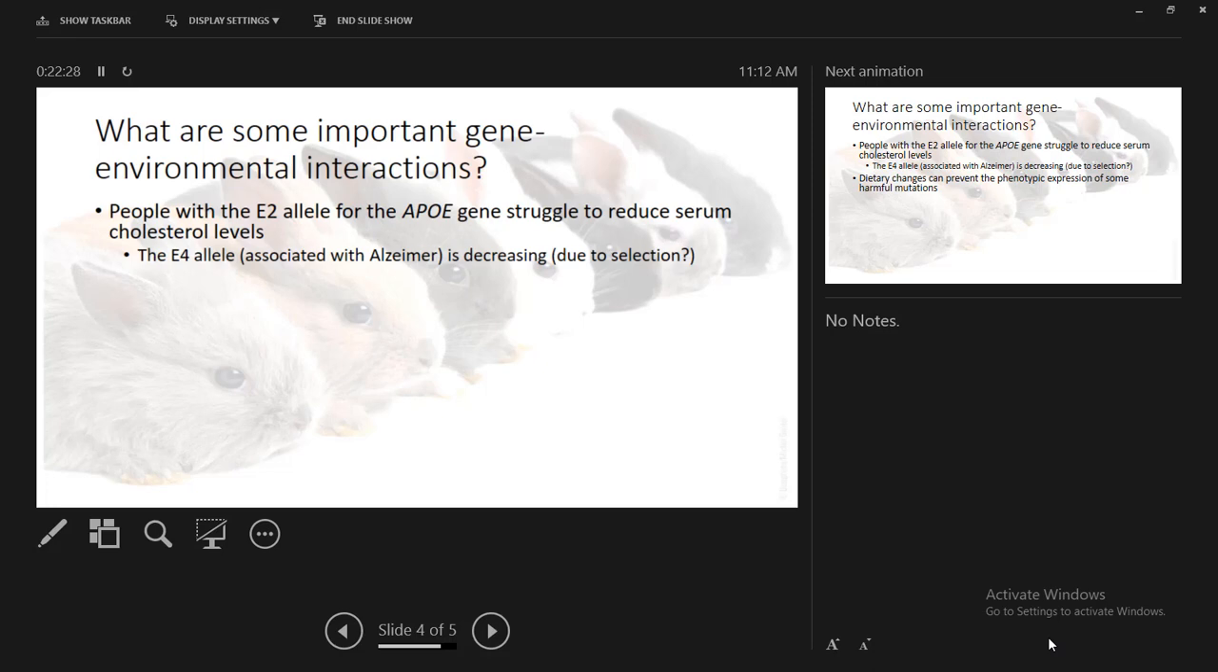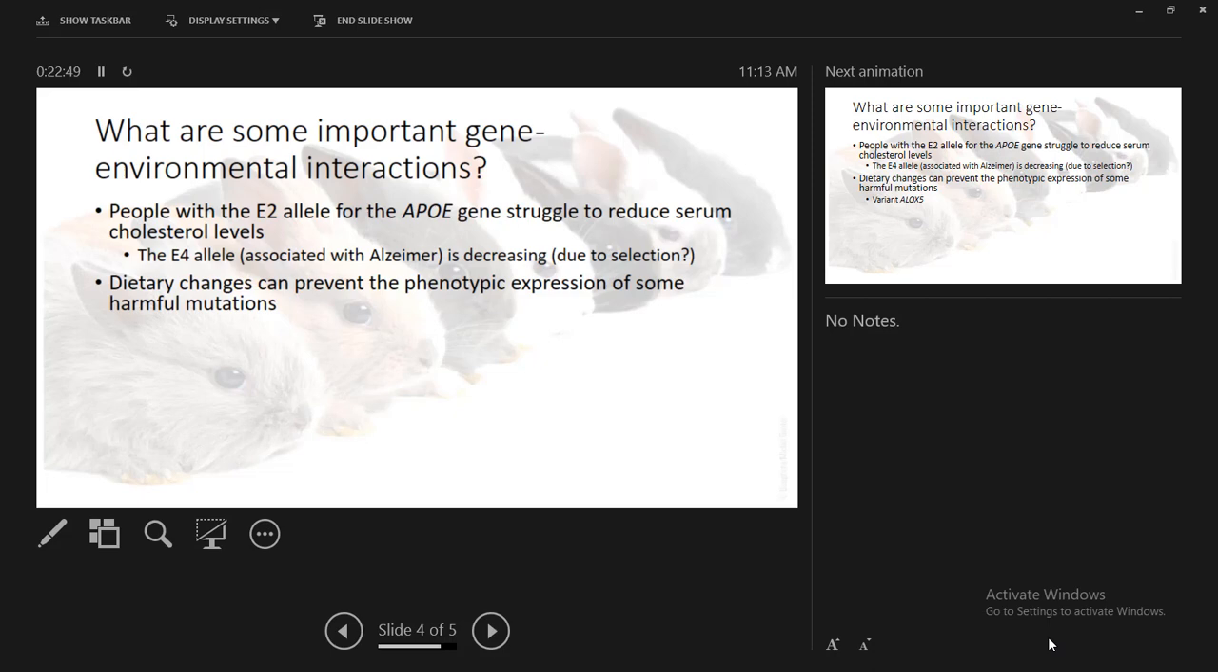And so now you have a benefit in that it lowers serum cholesterol levels, but late in life it correlates with a significant increase in the development of Alzheimer's. Again, probably one of the best examples of antagonistic pleiotropy.